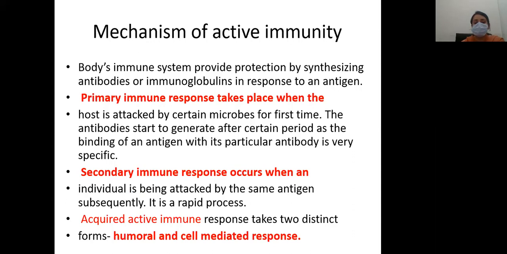And secondly, the secondary immune response occurs when an individual is attacked by the same antigen subsequently. It is a rapid process as compared to the primary immune response. The primary immune response takes some time, but the secondary immune response does not. It is a rapid process. So acquired active immune response takes two distinct forms, that is humoral and cell-mediated response.